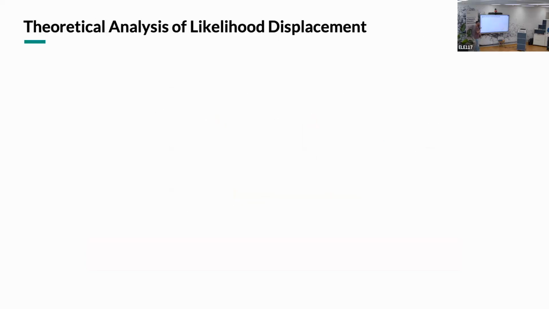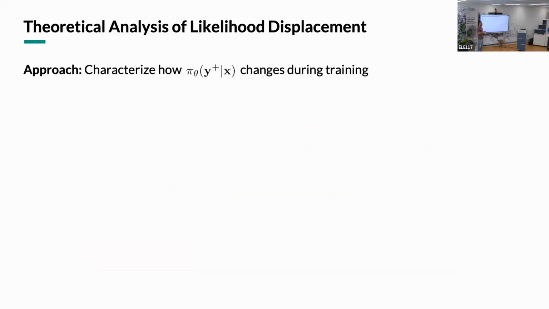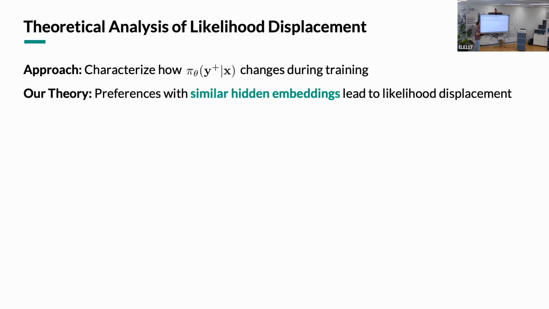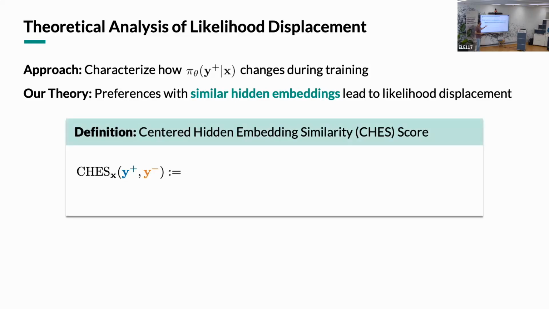To try and understand why this happens, we analyze the learning dynamics that these methods induce. We characterize how the probabilities of the model, specifically the probability of the preferred response, evolve during gradient-based training. And I'll cut right to the chase and say that what we show is that examples whose preferences are more similar in terms of their hidden embeddings are the ones that lead to this phenomenon. This similarity is in a certain sense that pops up from our theory. We call it the centered hidden embedding similarity score, or in short, the CHESS score.